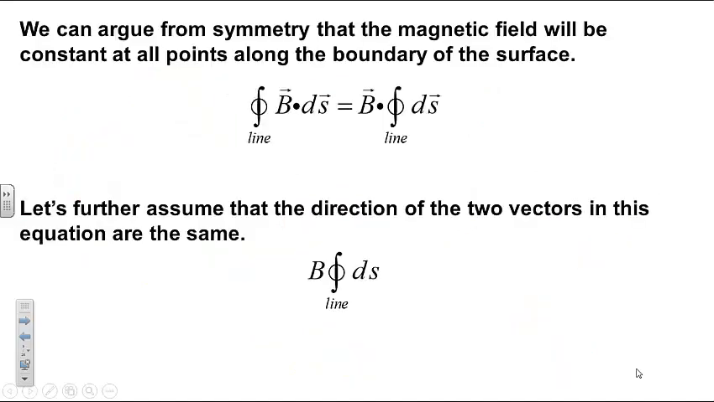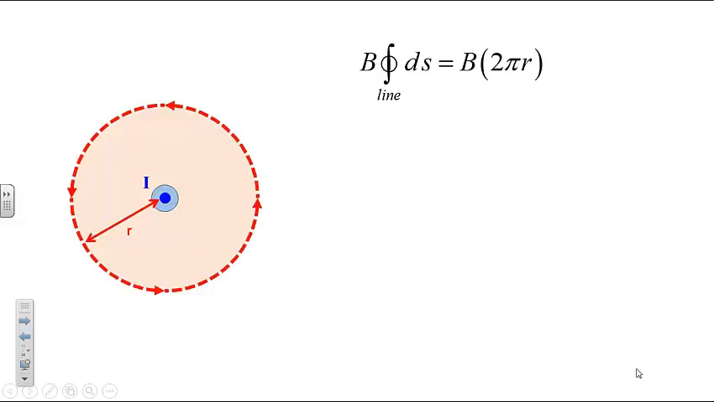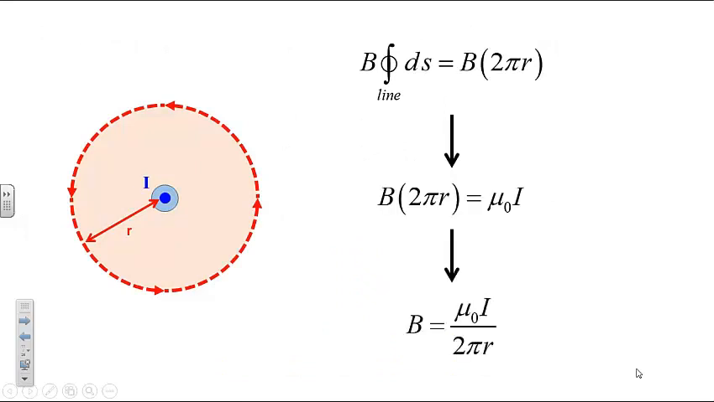We can argue from symmetry that the magnetic field must be constant at all points along the boundary of the surface. In that case, we can remove it from the integral. We can further assume that the direction of the vectors B and ds in this equation are the same. We can then replace the dot product with simple multiplication and remove the vector signs. The closed integral of ds around the boundary is simply the summation of little bits of length around the entire boundary. This must be the circumference of the boundary. The substitution of all of these results into Ampere's law gives us the following final equation.